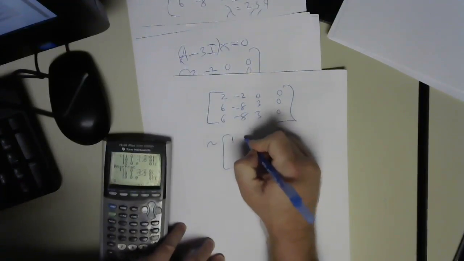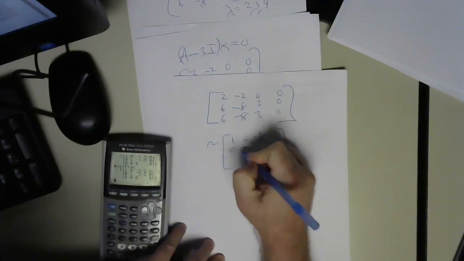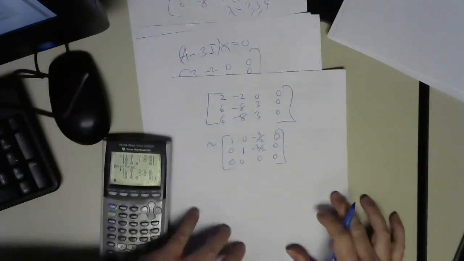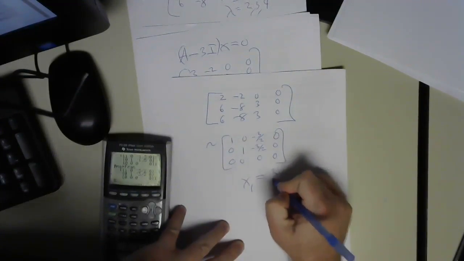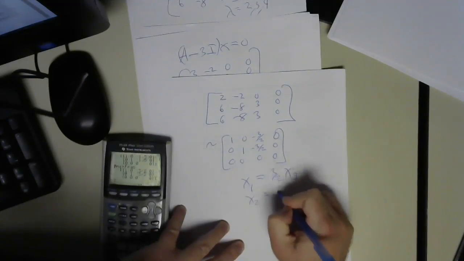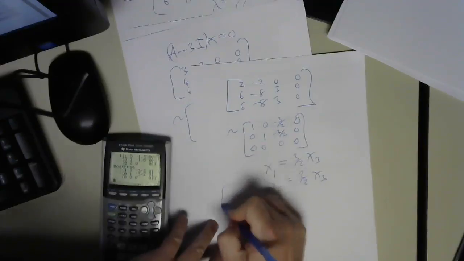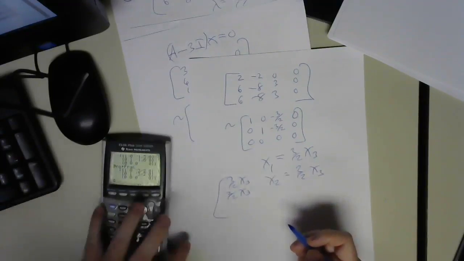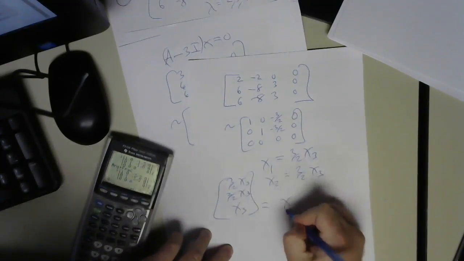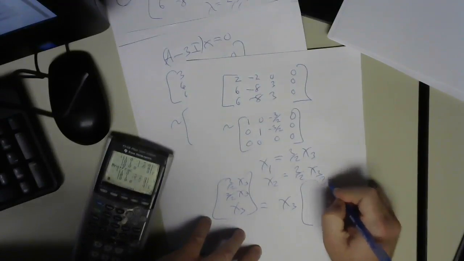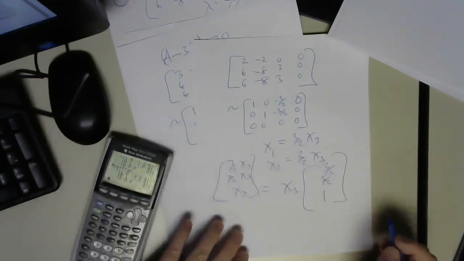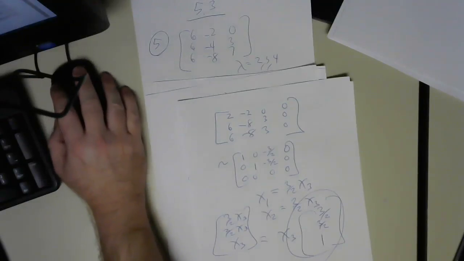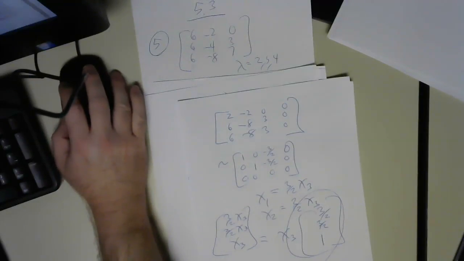So here is my reduced echelon form. So once again, one free variable, so it looks like x1 equals 3 halves x3, and x2 equals 3 halves x3. And x3 is just x3. So factor out the x3 as always. So 3 halves, 3 halves, 1. So that is eigenvector number 3.